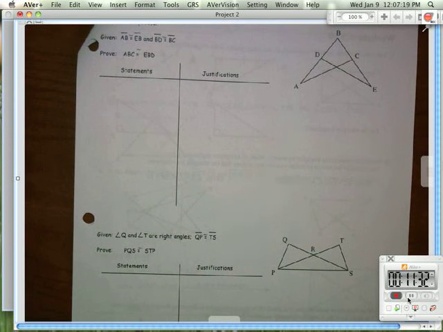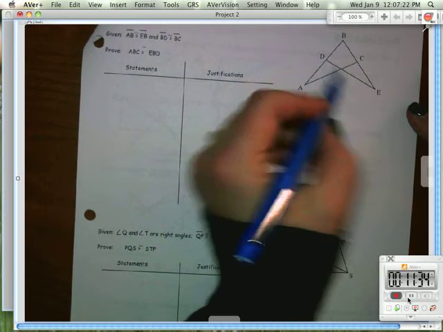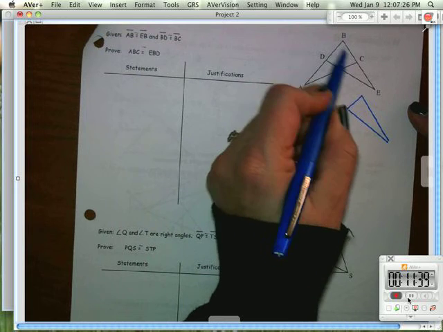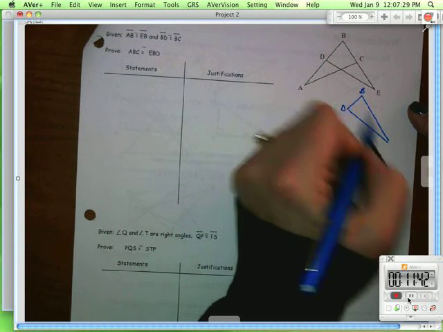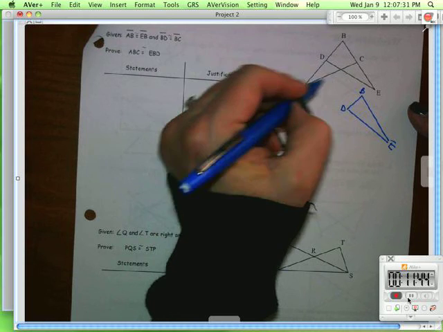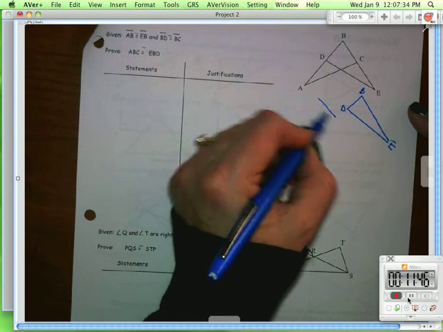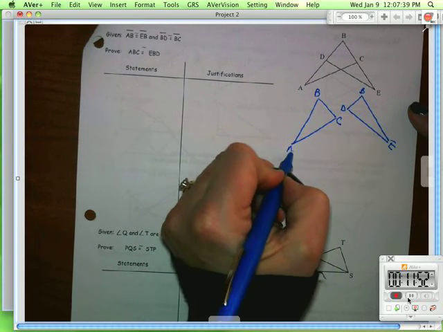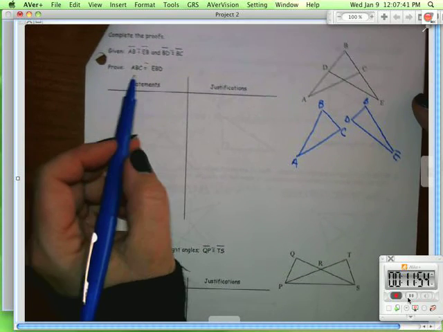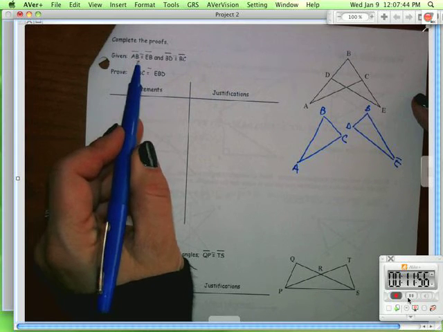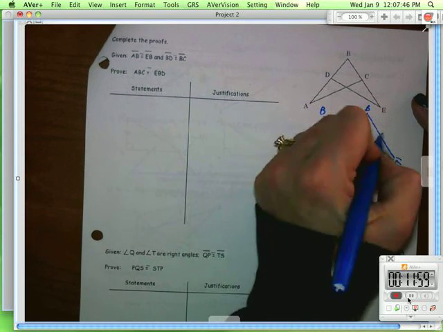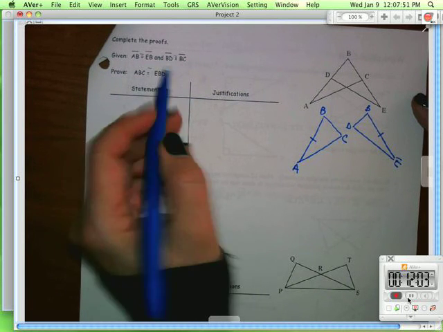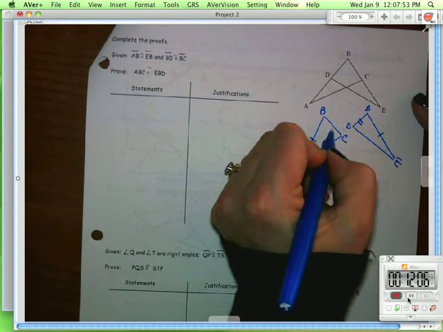All right, so it says complete the proof. Well, just to make it a little easier, I am going to split up my drawing right now. So this is this triangle here. This is D, B, E. And then I'm going to do this triangle right here, B, C, A. And then let's see what they gave me. They told me that segment AB is congruent to segment EB, okay? And segment BD is congruent to segment BC.